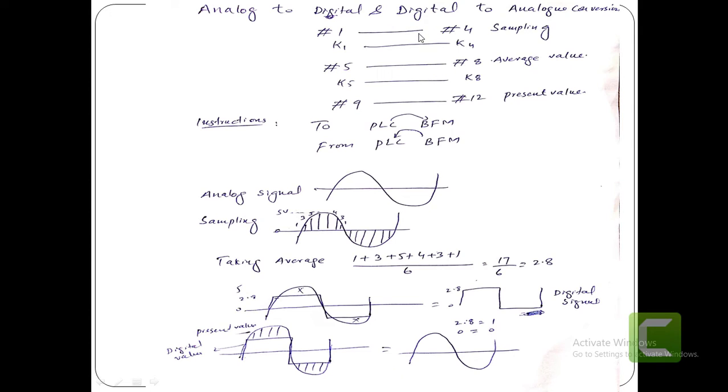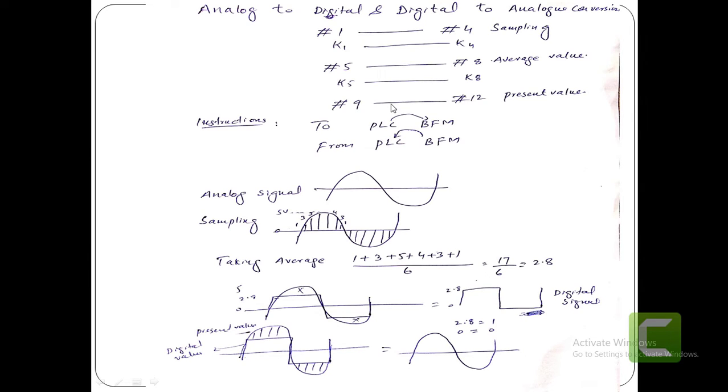In the same way, here are some memory locations which will be used in this program, and you need to learn these memory locations. Hash 1 to hash 4 are used for sampling, and in the program we will write them as K1, K2, K3, K4. And hash 5 to hash 8 will be used for taking every value. In the program we will write them as K5, K6, K7, K8 and so on.